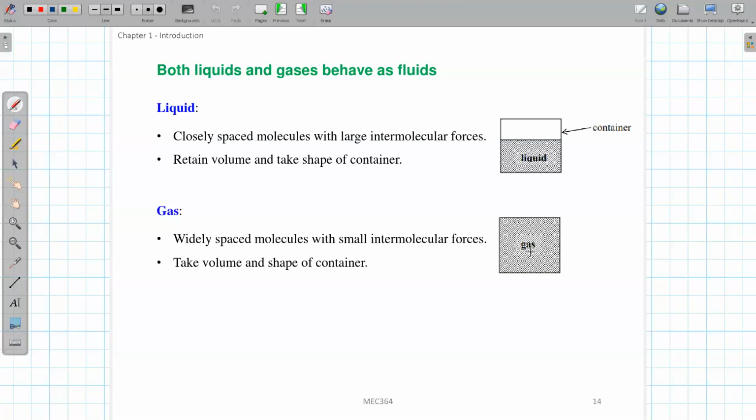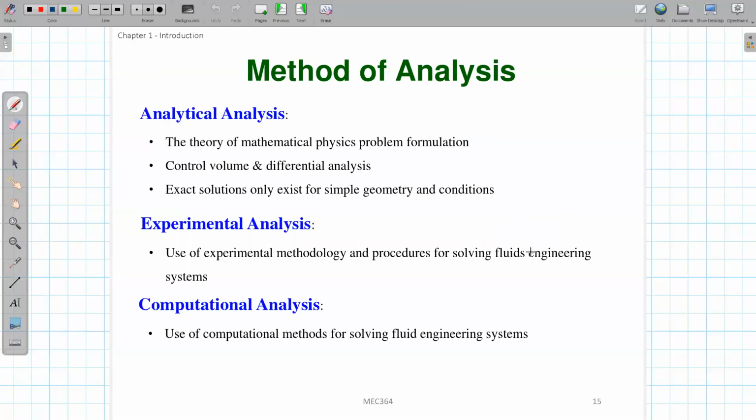Any other question? Okay, if no question, let me go to the next topic. This is the overview of the analysis methods we use to study fluid mechanics. Basically, we can separate the methods into three groups. The first one is analytical analysis, which is the major content of this course. In the analytical method, we use math and the fundamental basics to study the theory behind fluid mechanics.